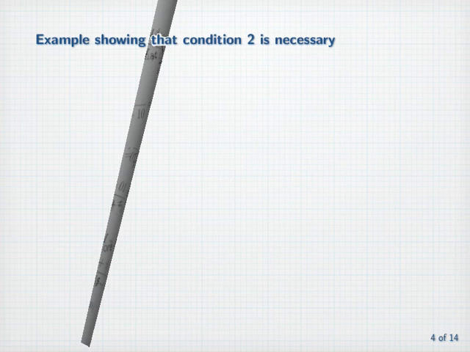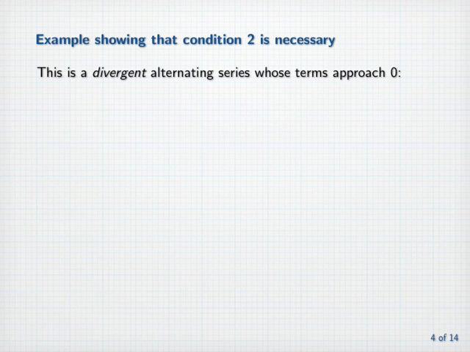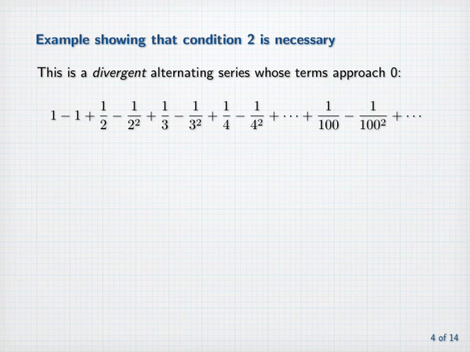Now let's look at an example showing that condition 2 in the previous theorem is necessary. The following is a divergent alternating series whose terms approach 0: 1 − 1 + 1/2 − 1/2² + 1/3 − 1/3² + 1/4 − 1/4², and so on. Notice how the series is constructed.